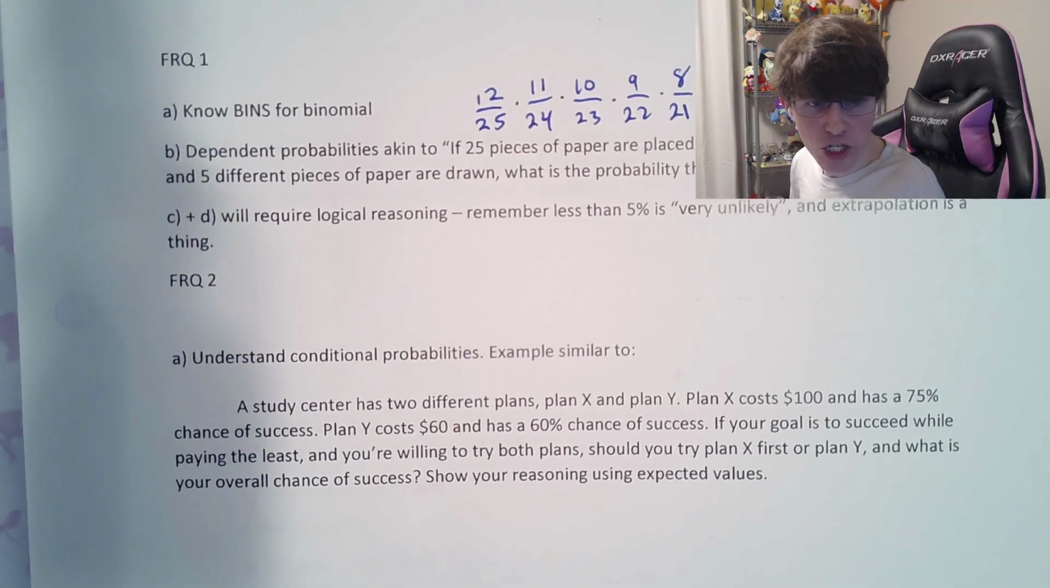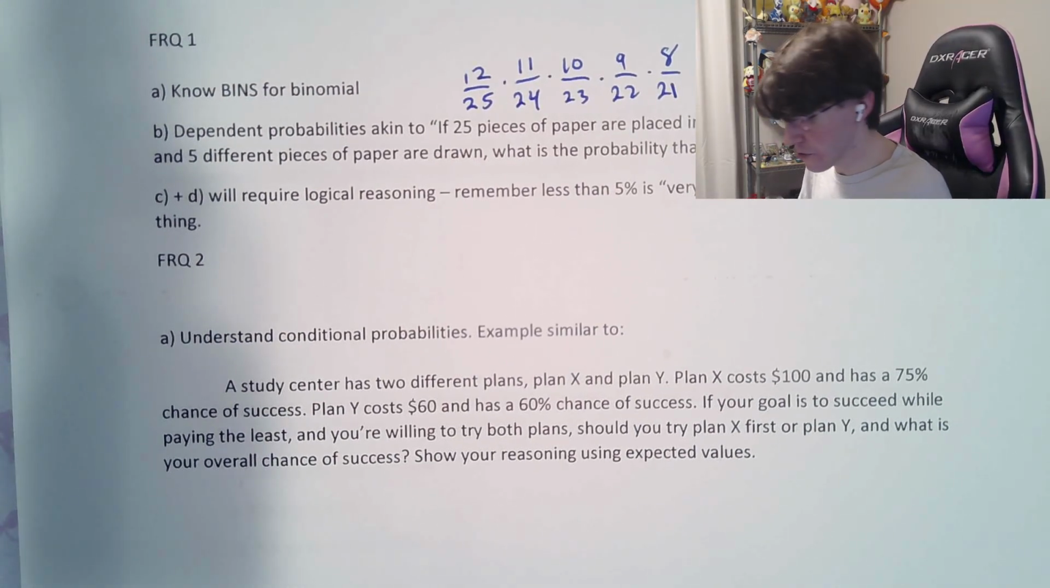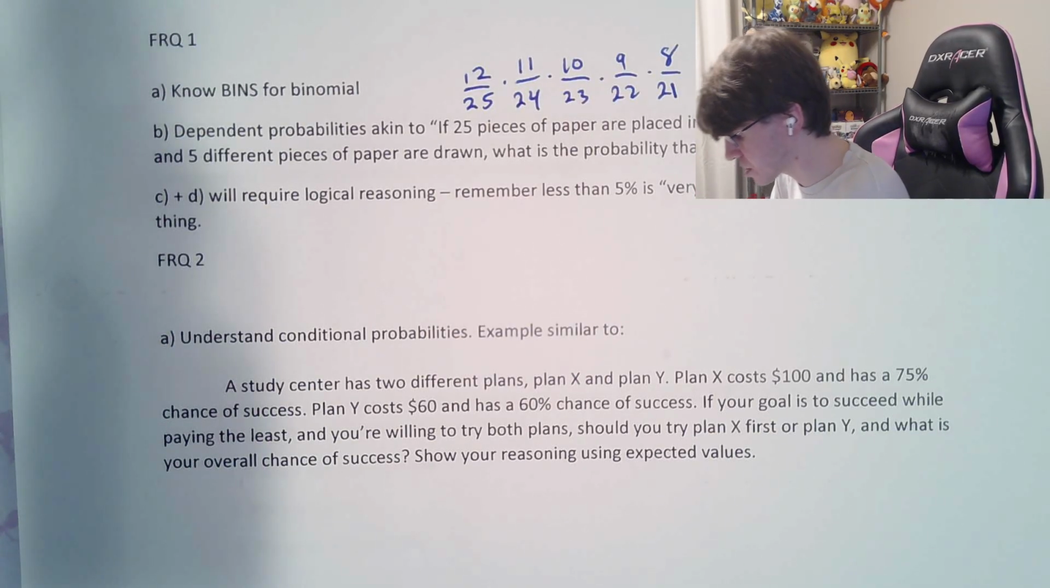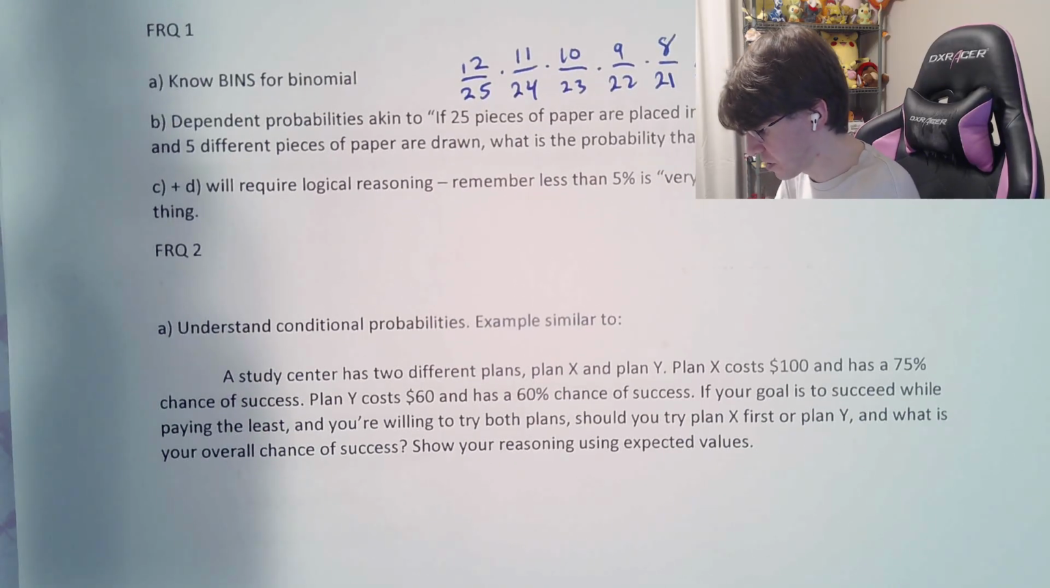Letter A, conditional probabilities similar to this. A study center has 2 different plans, Plan X and Plan Y. Plan X costs $100 and has a 75% chance of success. Plan Y costs $60 and has a 60% chance of success.